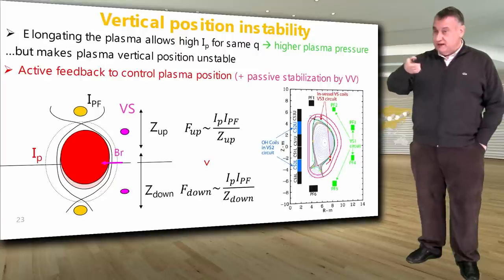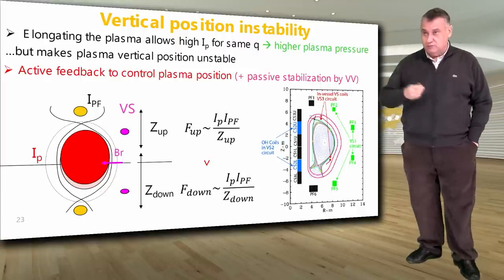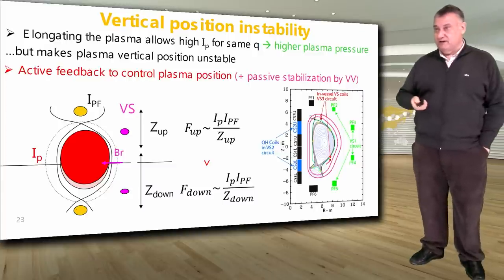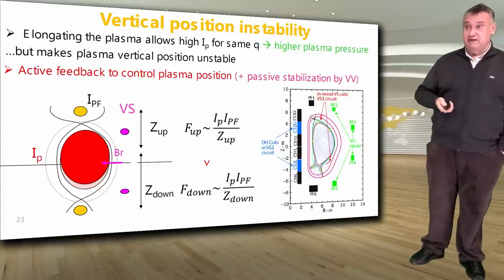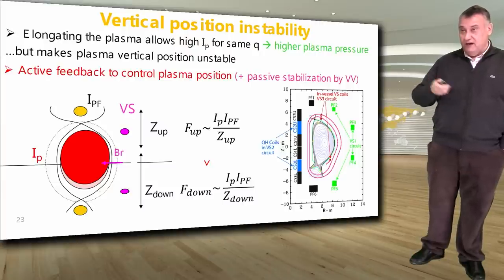In addition, there is a capability to further upgrade the coils of the central solenoid to also provide this functionality, but this is not included in the baseline, it's an upgrade possibility. So you need this very important instability to control, and that is why it's a key driver of the ITER design, and we have systems to deal with it.